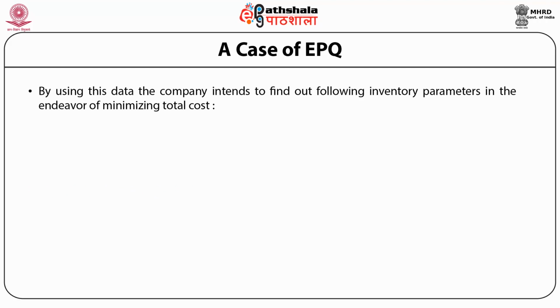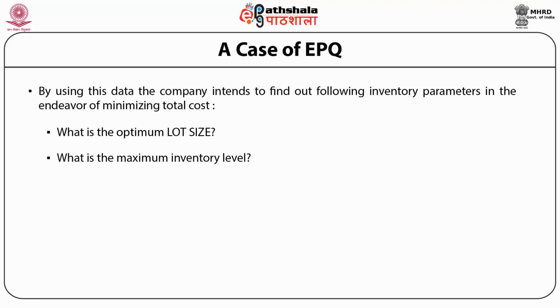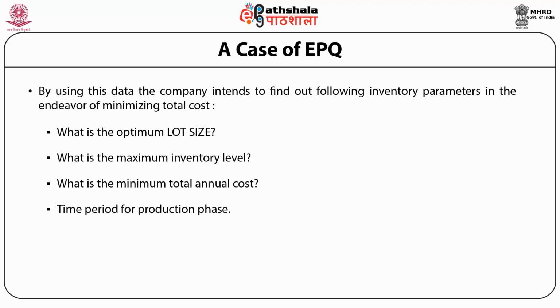By using this data, the company intends to find out following inventory parameters in the endeavor of minimizing total cost. What is optimum lot size? What is maximum inventory level? What is the minimum total annual cost? Time period for production phase. Time period for non-production phase.